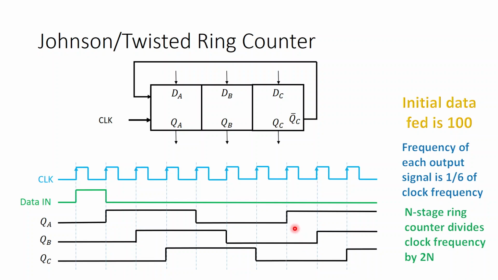So we are able to divide the clock frequency by 2n when we are using a Johnson ring counter.